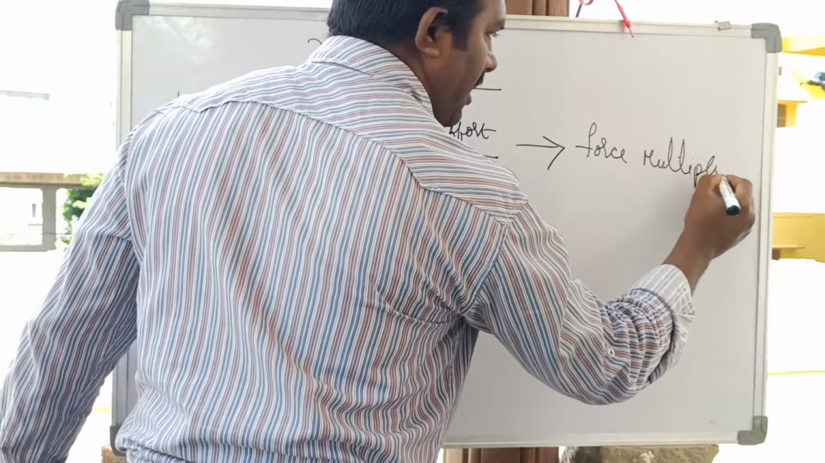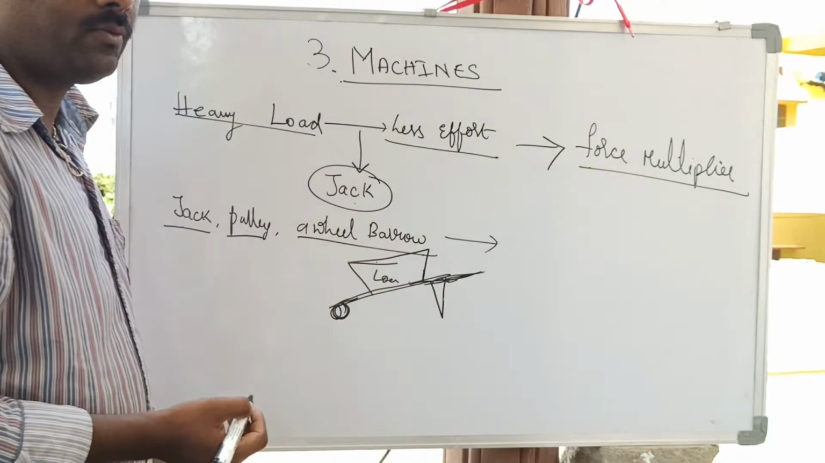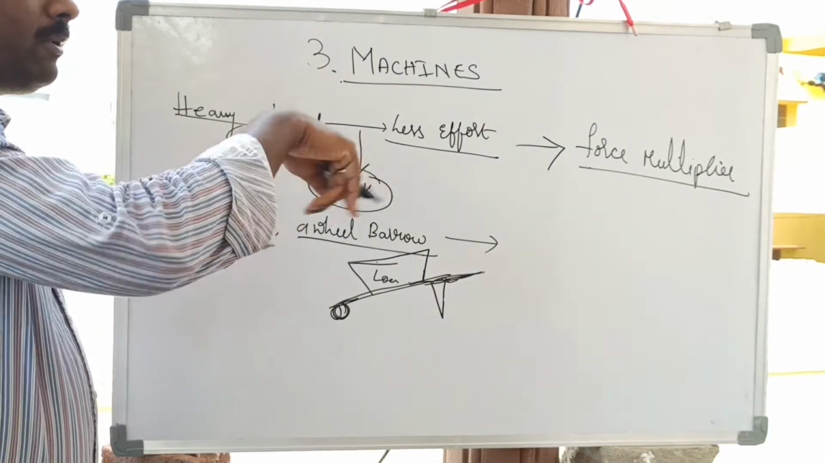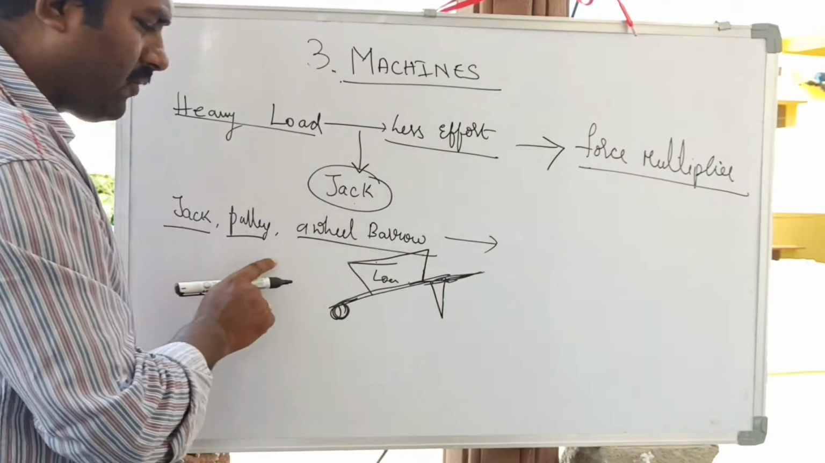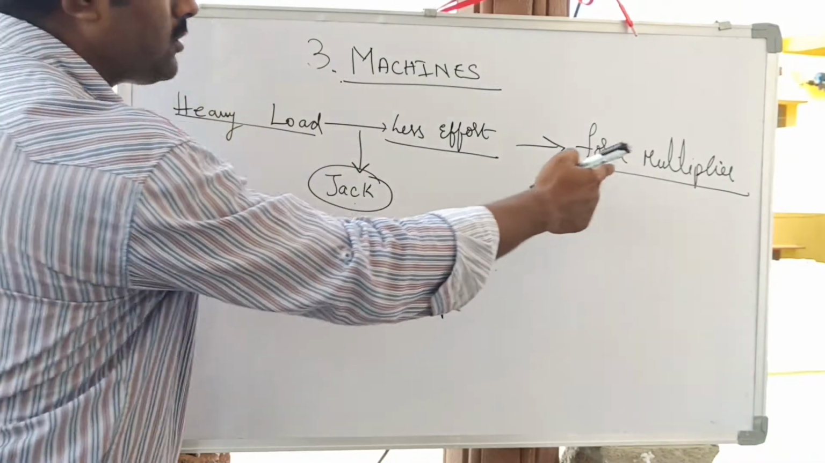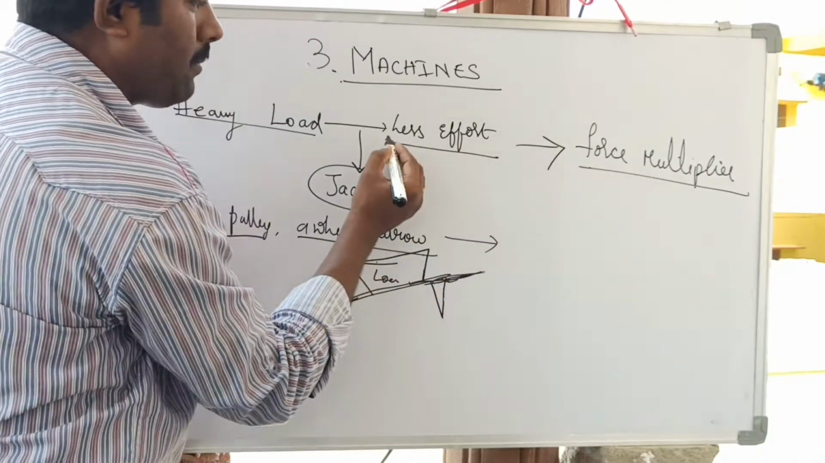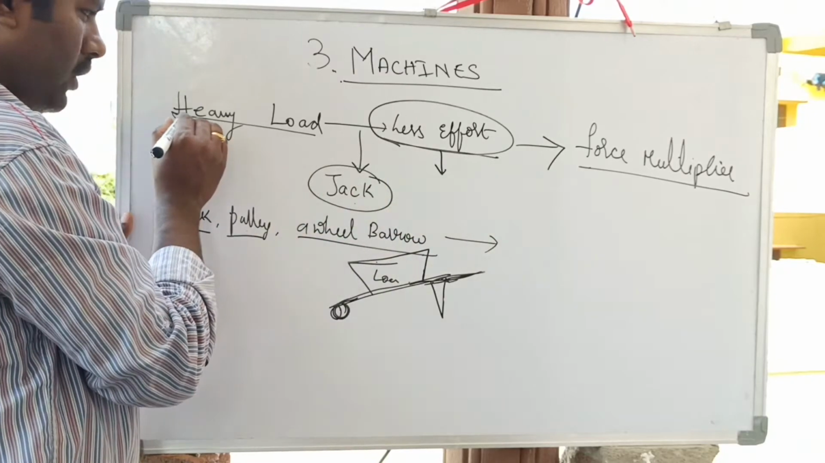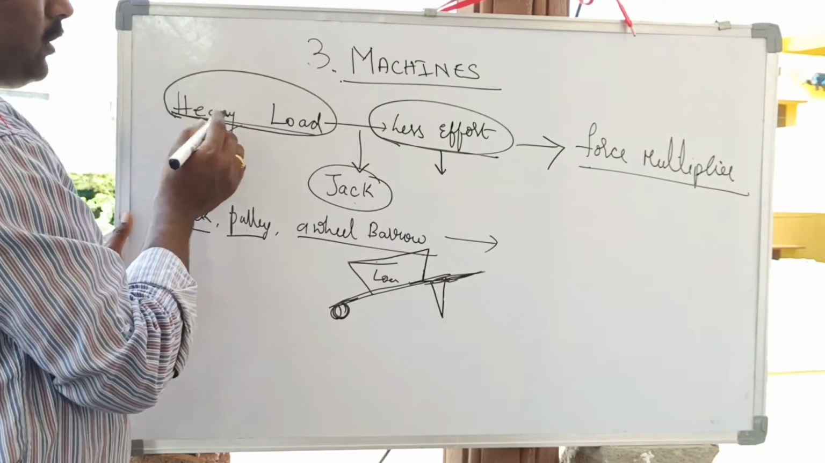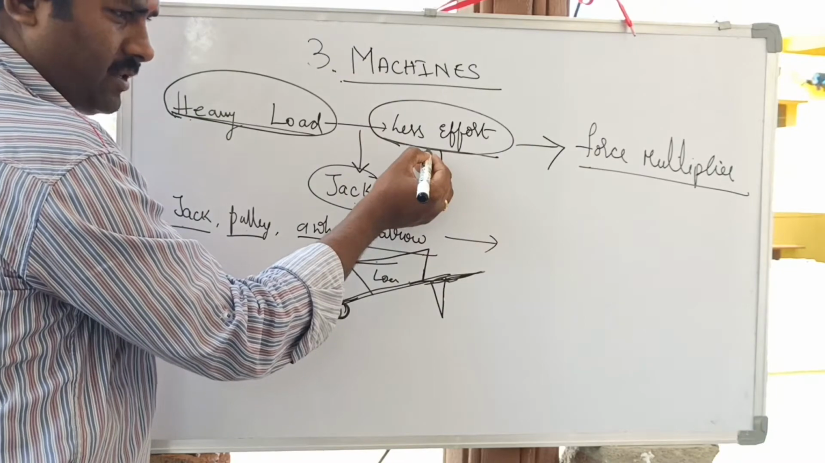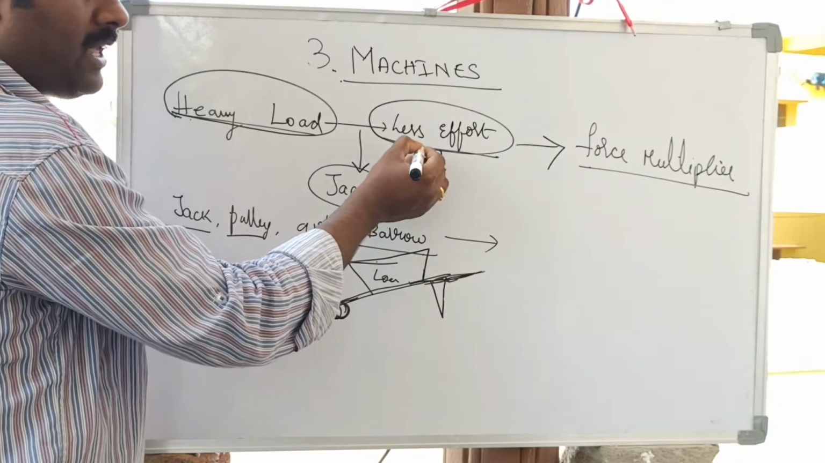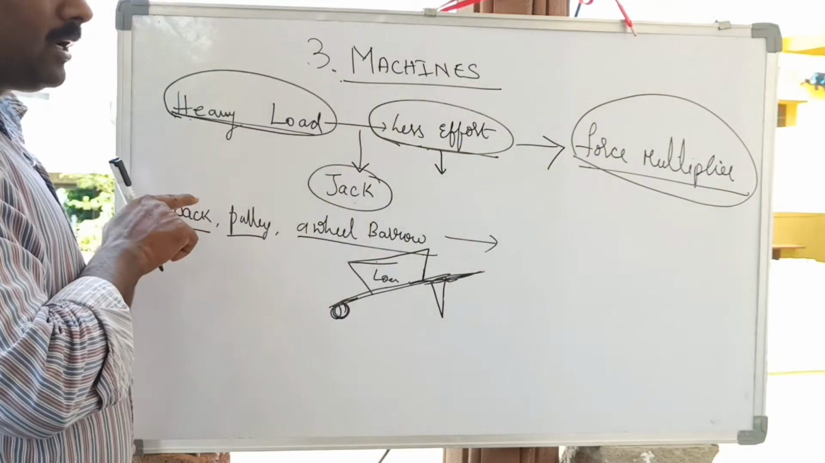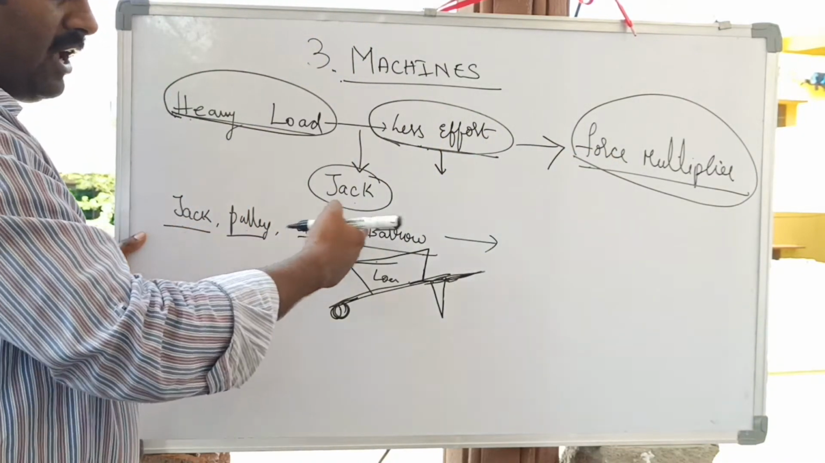They act as a force multiplier. What is this? Acting as a force multiplier means we are using less force, but it multiplies our force and makes our work very easy. They are called force multipliers. They help by letting us use less effort to lift heavy loads. This type of machine multiplies our force. Examples are the jack, pulley, wheelbarrow, etc.